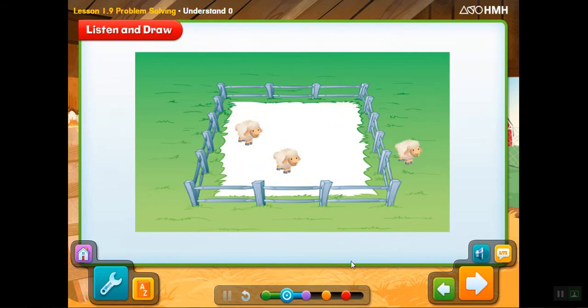Good job. Now let another sheep out. Nice work. There's one more sheep. Can you let it out of the pen too?